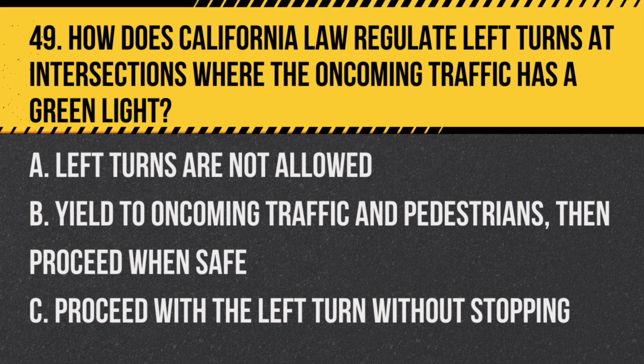A. Left turns are not allowed. B. Yield to oncoming traffic and pedestrians, then proceed when safe. C. Proceed with the left turn without stopping. Answer: B. Yield to oncoming traffic and pedestrians, then proceed when safe. When making a left turn at an intersection where oncoming traffic has a green light, yield and turn only when it is safe to do so.